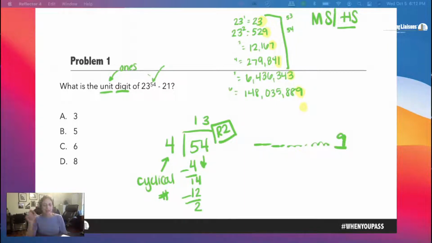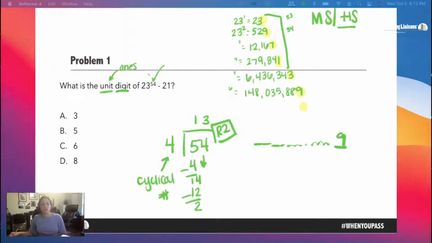Now, 9 is not the correct answer, and I should have, when I created this, put 9 as an answer, because a lot of people would choose 9 at that point, and I promise you that's going to be an answer on the exam. We are then subtracting 21.